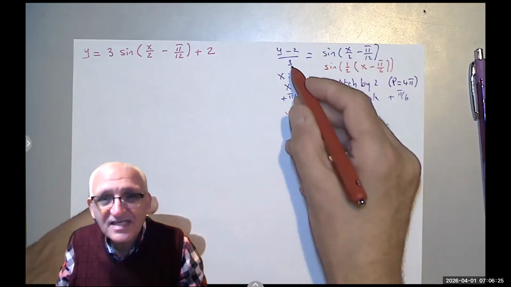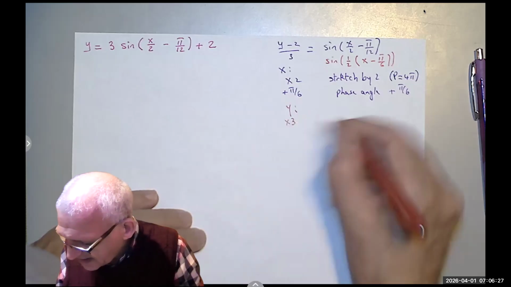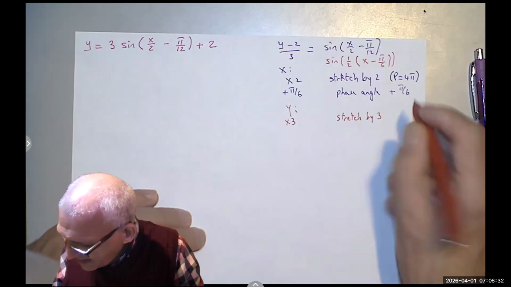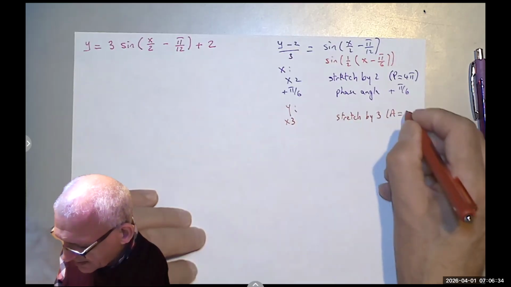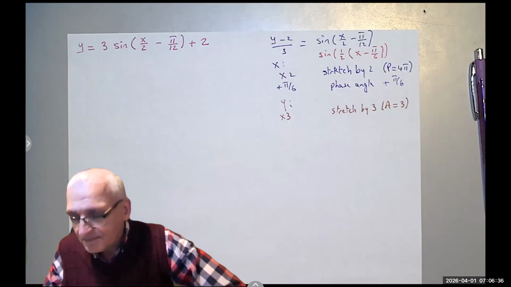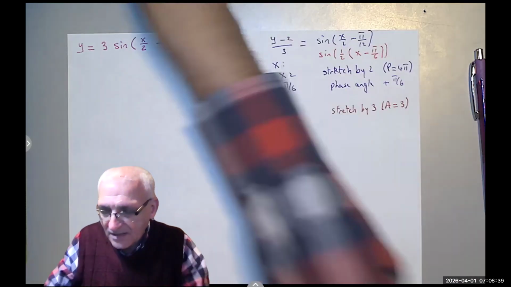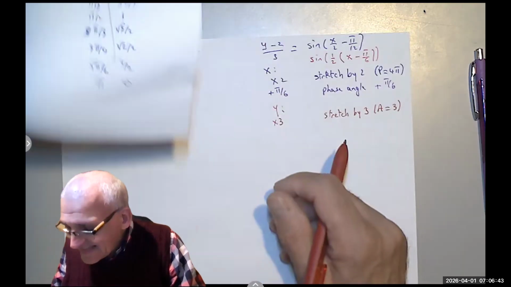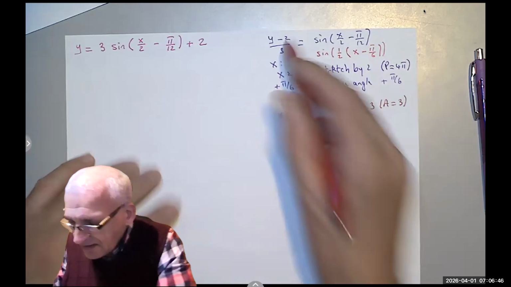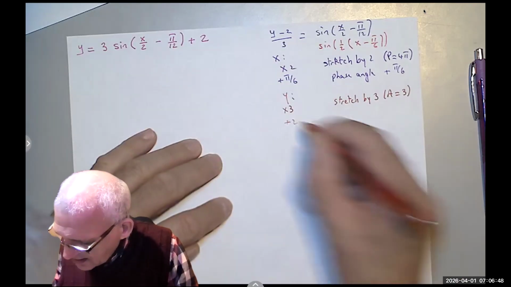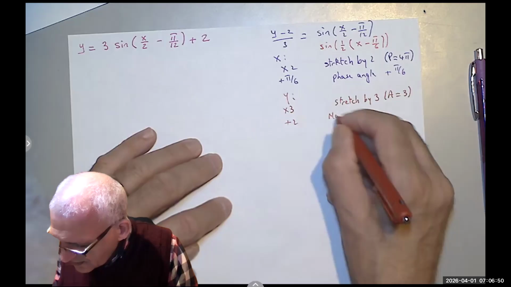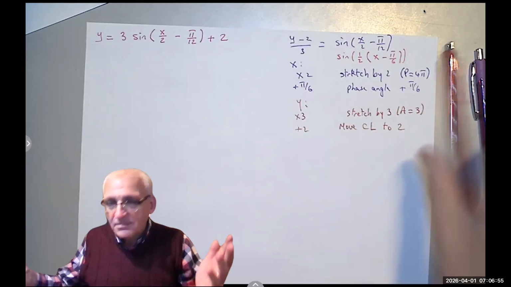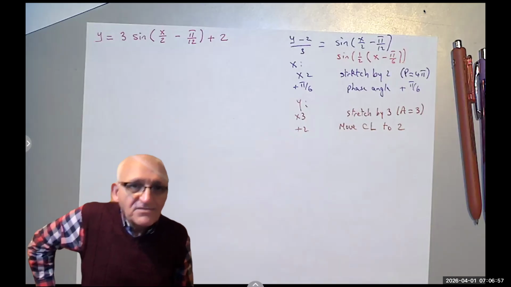Here, common sense would say multiply by 3, meaning stretch by a factor of 3, meaning the amplitude would be 3 instead of 1, because the amplitude here was 1. And then I'm going to add 2, meaning move the center line to 2 instead of 0. And I'm done. Nothing else.